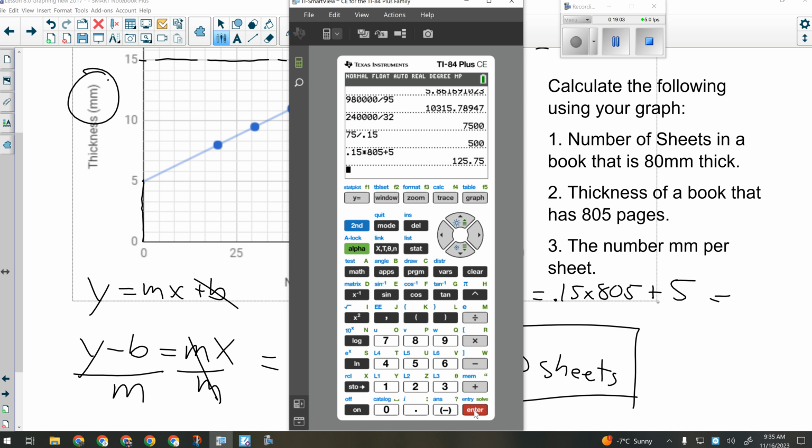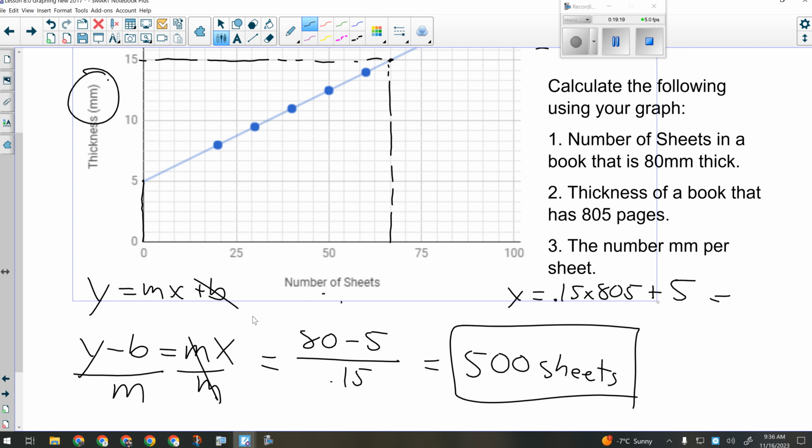So it's going to be 125.75 millimeters thick. About like that. That's like War and Peace. That's a thick book. All right, everybody okay with that idea?